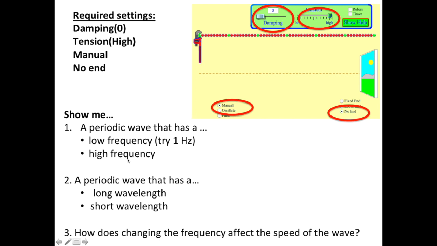And then try a high frequency and notice how they look different. Then do a periodic wave that has a long wavelength and a short wavelength. And then point 3, how does changing the frequency affect the speed of the wave? So try changing the frequency and calculate the speed and see how it compares to what you found previously.